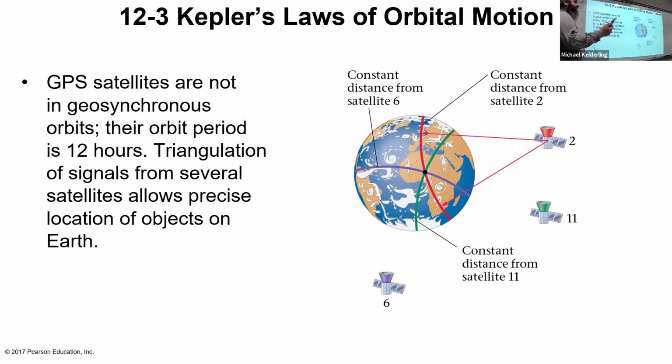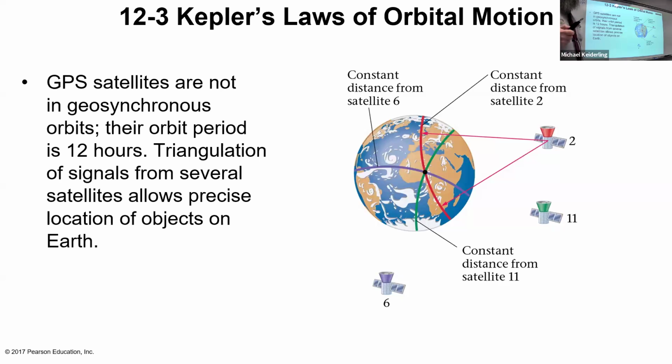GPS satellites, on the other hand, are not in geosynchronous orbit. Their orbit period is 12 hours. Triangulation of signals from several satellites allows for a precise location of objects on Earth. But they have to know where they are at all times.